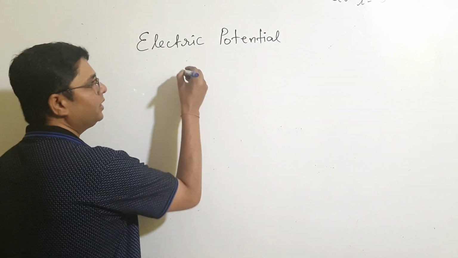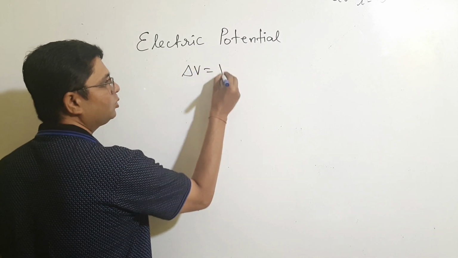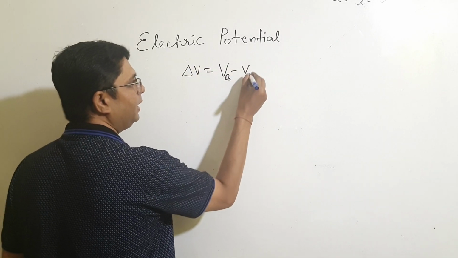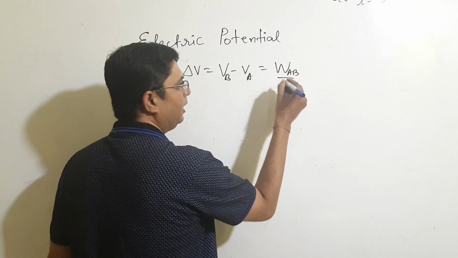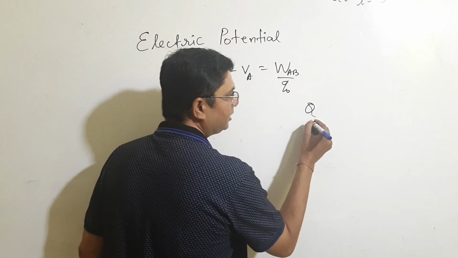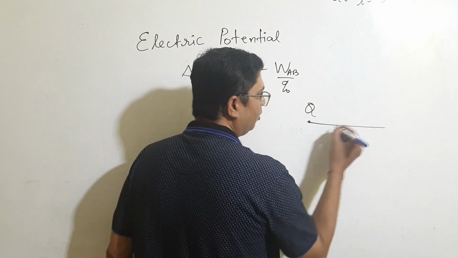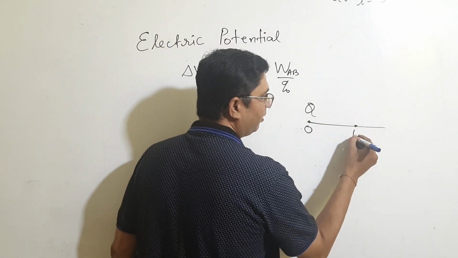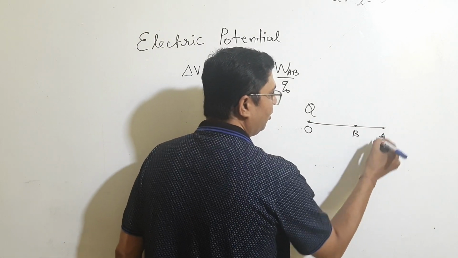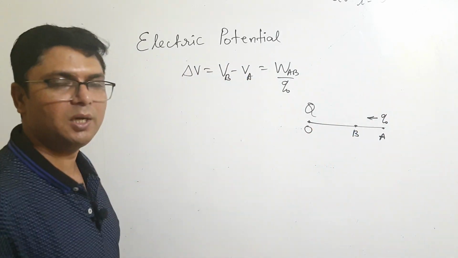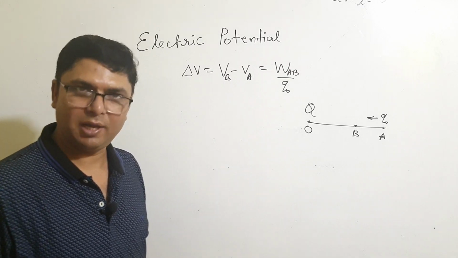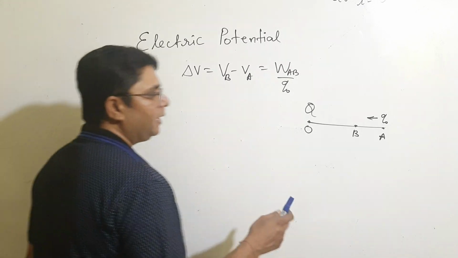For electric potential difference, delta V equals VB minus VA, which equals WAB upon Q naught. This comes when we have a charge Q and we have this O point, a B point and an A point. We are moving a test charge from A to B, then this equation comes, which you have seen in my last video lecture. Now what happened in this situation?